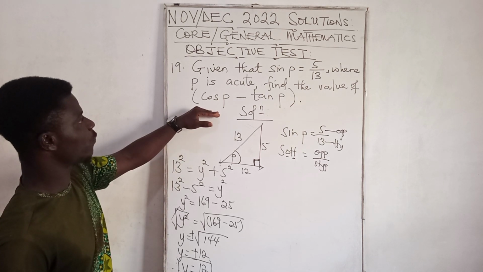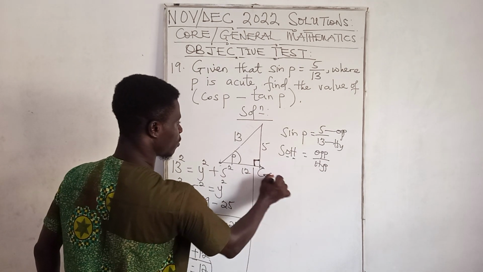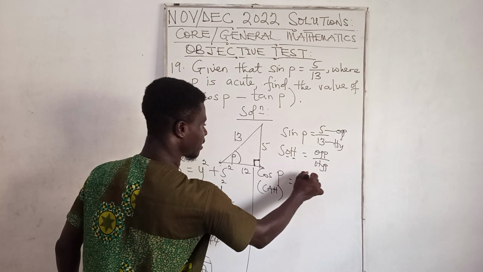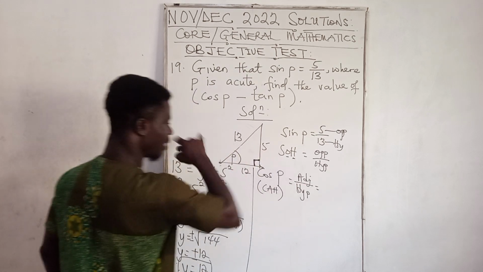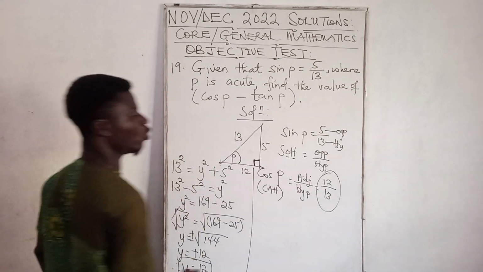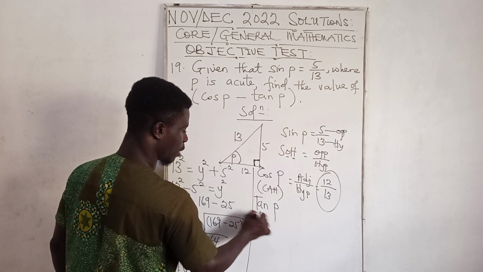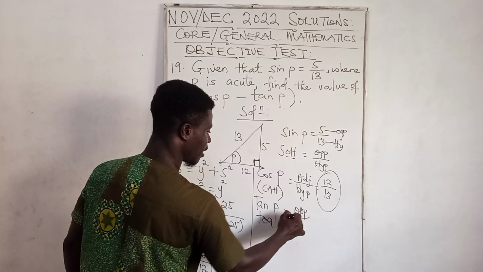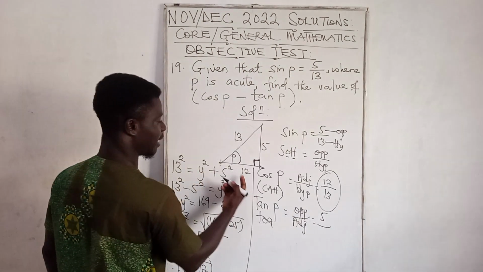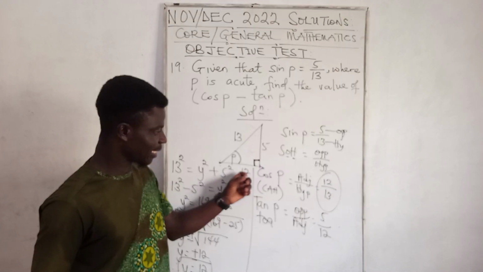So now they said we should find the value of cos p minus tan p. What is cos p? Cos is adjacent over hypotenuse. The adjacent is 12 and the hypotenuse is 13, so we have 12 over 13. Then tan p is opposite over adjacent. Opposite is 5, and my adjacent is 12.